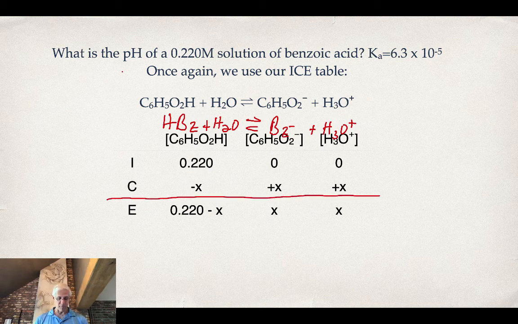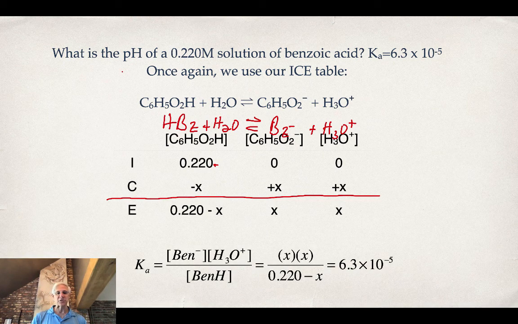And so I have 0.220 minus X is 0.220 minus X. 0 plus X is X. 0 plus X is X. And now I have my equilibrium concentrations in terms of a single variable. And so I can now plug those concentrations into my Ka.